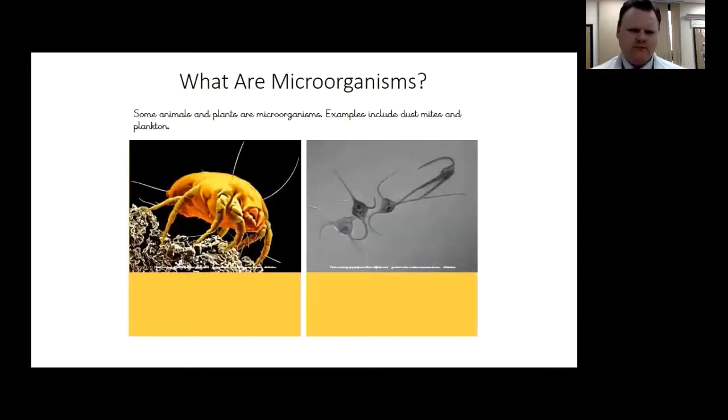What are microorganisms then? Some animals and plants are microorganisms. Examples include dust mites and plankton. On the left is a magnified image of a household dust mite. On the right, a magnified image of plankton. Plankton are microscopic organisms drifting in fresh or seawater.